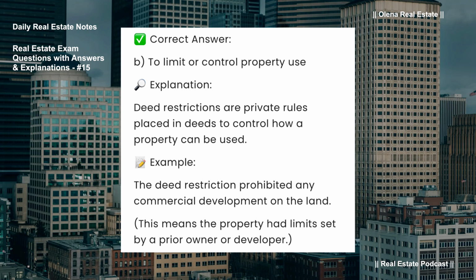Deed restrictions are private rules placed in deeds to control how a property can be used. For example, the deed restriction prohibited any commercial development on the land. This means the property had limits set by a prior owner or developer.